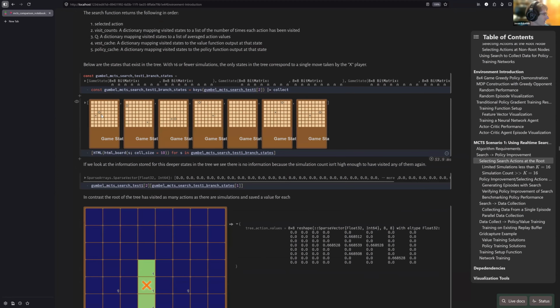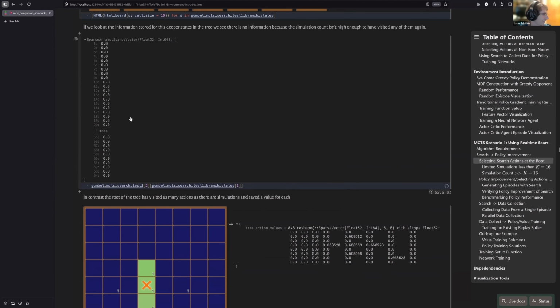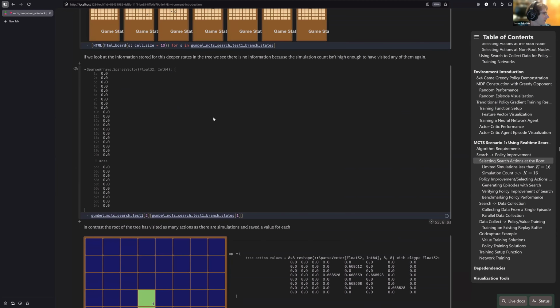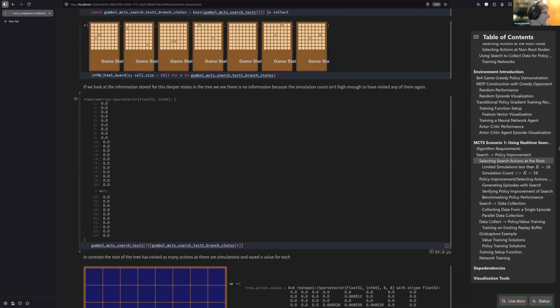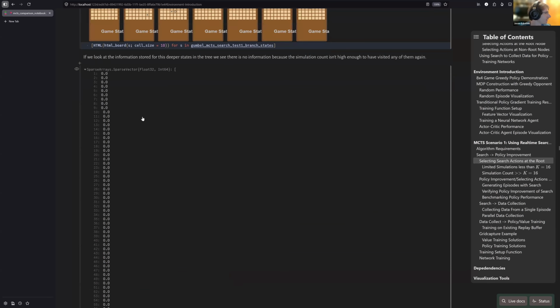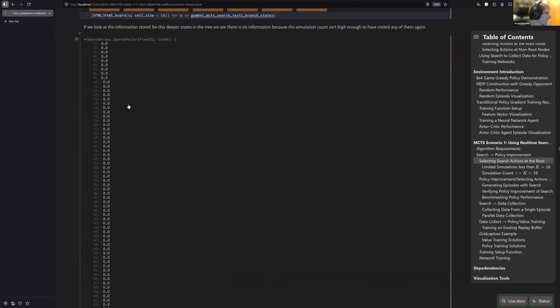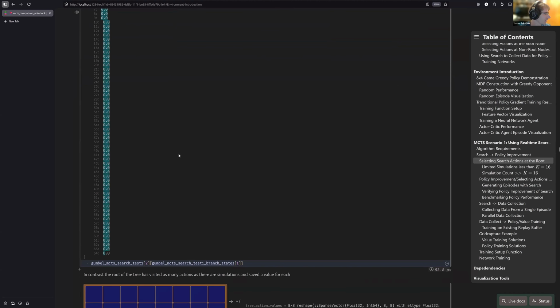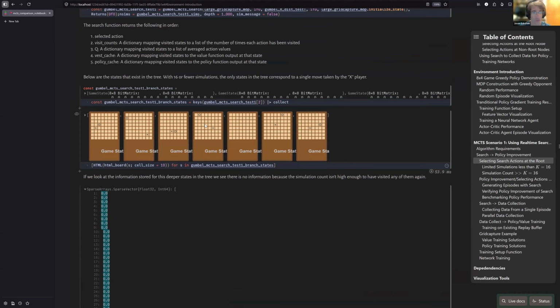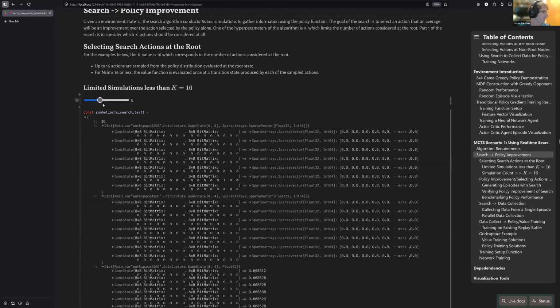Now, if we actually look at one of these states that we're in, like here, I'm taking the action values, and there's no information in this state. Here, this should be the visit count. We can see that none of the actions have been visited, right? Because we only have 6 simulations. So all that the algorithm could do is visit one of these states, calculate the value estimate, and then propagate that back up. So it didn't have time to actually visit any of the actions in this state. And that's because of how limited the number of simulations is.